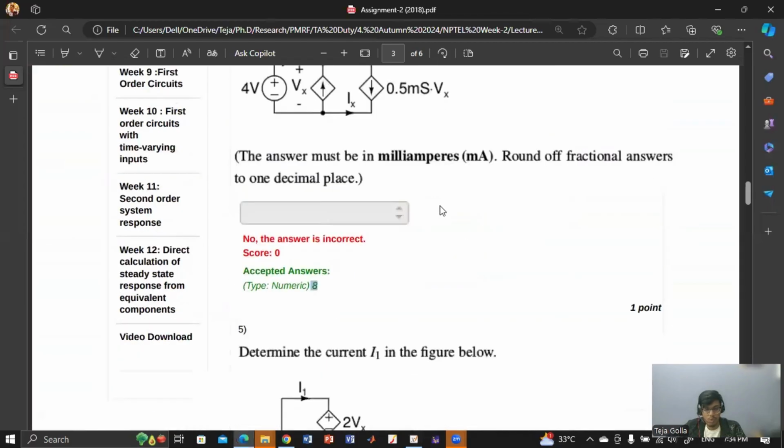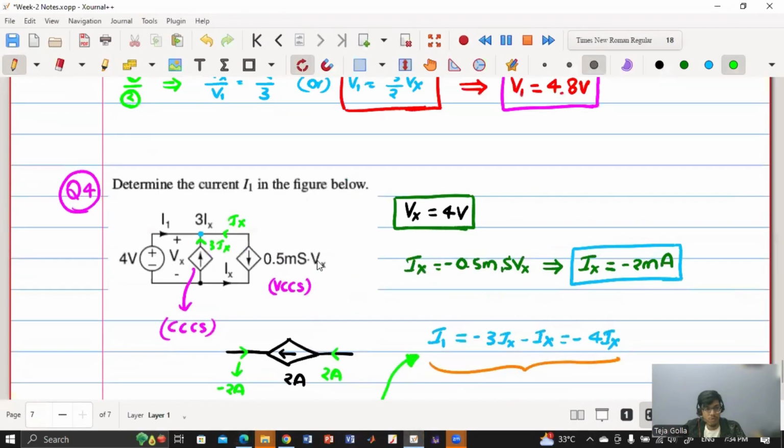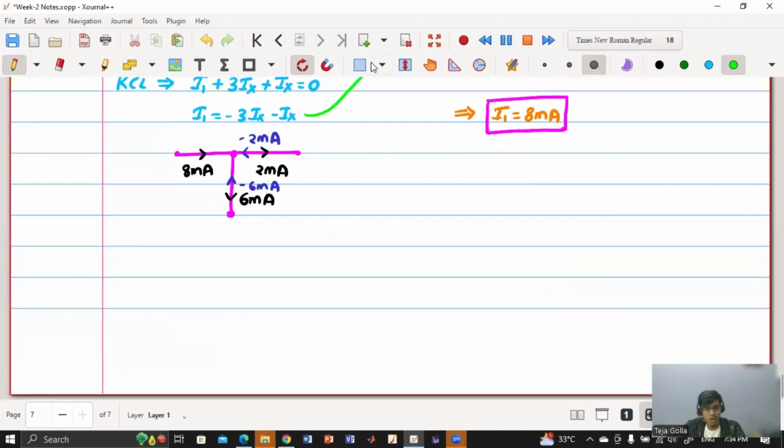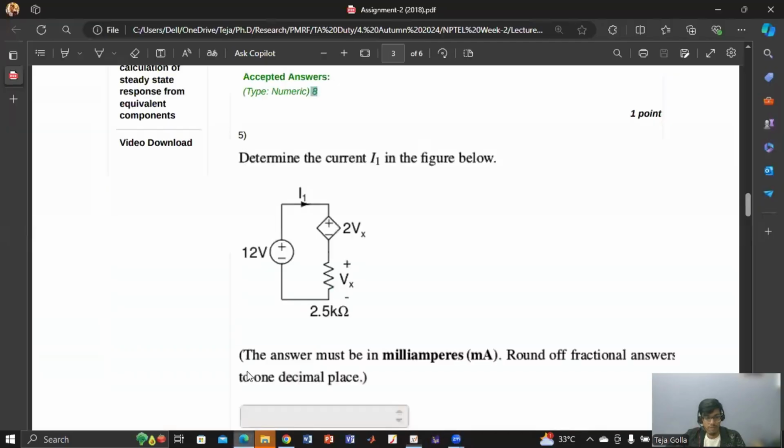So let us go back and see, 8 milliampere. So the answer, whatever we have obtained, it is correct. So is this question clear? Question 4. Or do you have any doubts? Else we can proceed to question 5. Any doubts till this point? Clear, sir. Okay. Then we'll move on to question 5.